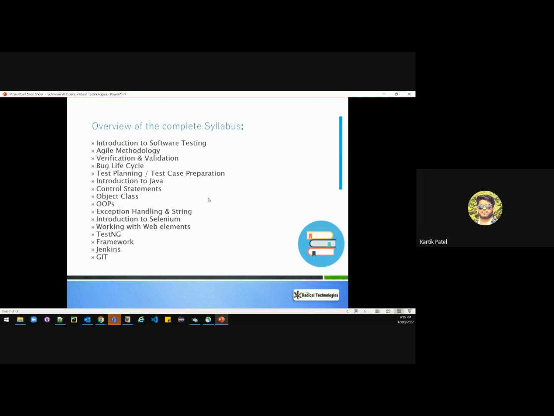We'll try to get an understanding of Jenkins. Jenkins is a very popular tool for continuous integration and continuous testing. Almost all organizations use Jenkins for this. Then Git. Since we have some individuals who are from an IT background and are working in the corporate sector, they would get an understanding of what Git is. Git is basically used as a version control system.